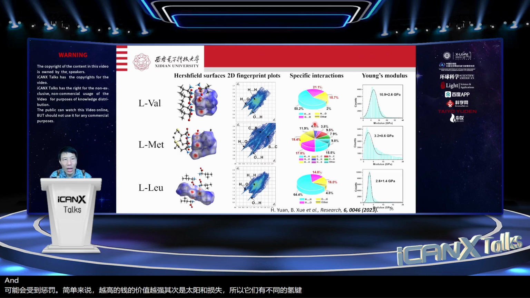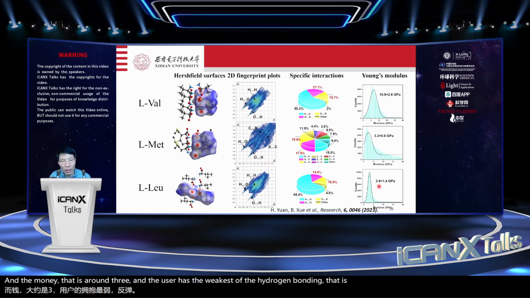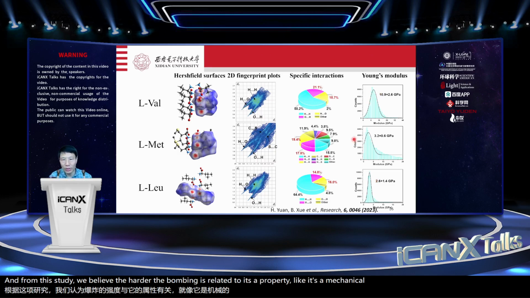And how is the hydrogen bonding related to the mechanical property? We can clearly see the Young's modulus also follows the same trend. The highest hydrogen bonding gives the highest Young's modulus, around 10 gigapascal, and the methionine is around 3, and the leucine has the weakest hydrogen bonding, at 2.6. From this study, we believe the hydrogen bonding is related to its properties, like its mechanical property. How about other properties?